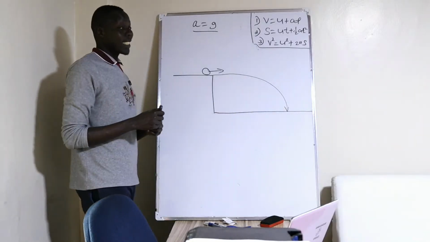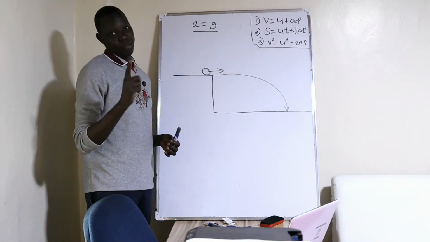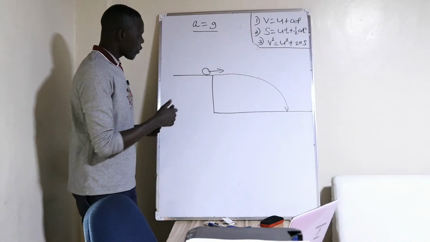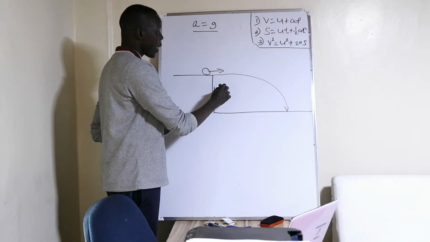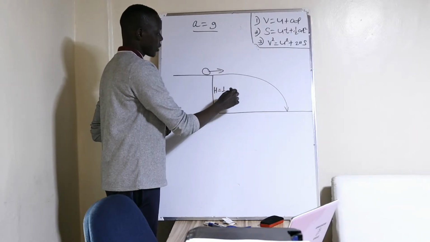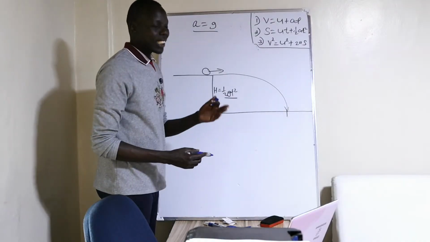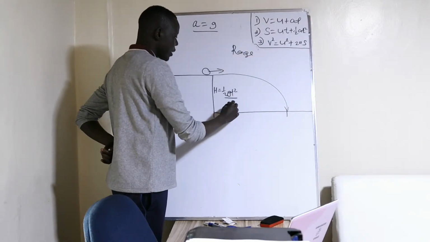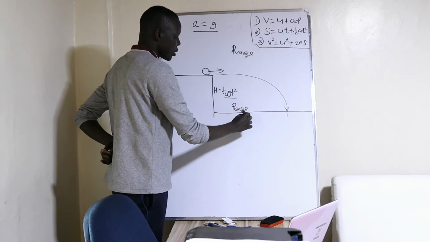Haya, I want you to listen to me very well. Kuna kitu hapa nataka niseme, and maybe you've never heard of it. About this. We have this height hapa, which is given by half gt squared. We have this from here up to here. It is the distance, which is known as the range. Range, which is R, is given by ut.